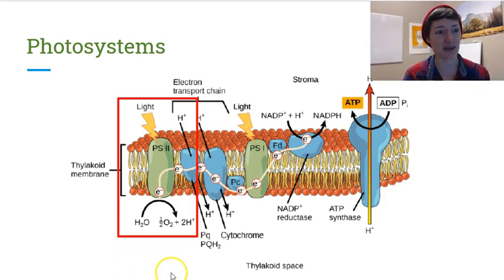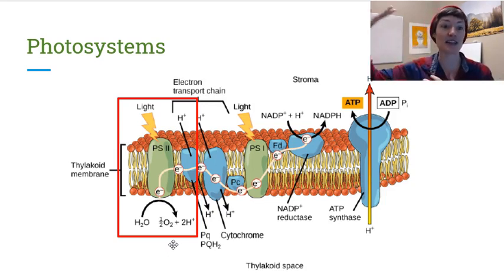The other big thing that happens here that you'll notice is when we split that water molecule, we have made some hydrogen ions and some oxygen. That oxygen can be used about 10% within the plant to do cellular respiration. The other 90% is going to be lost just as a waste product out into the atmosphere.